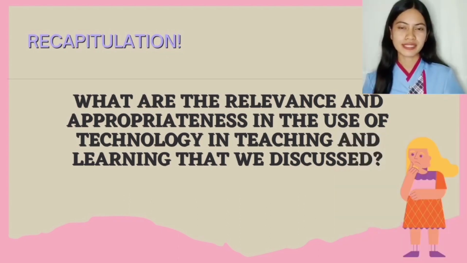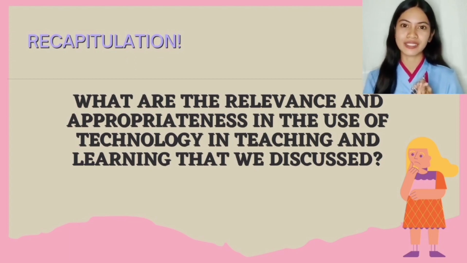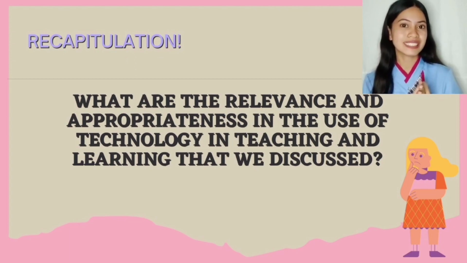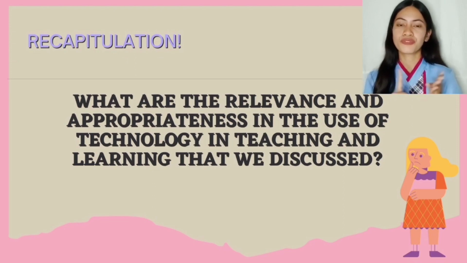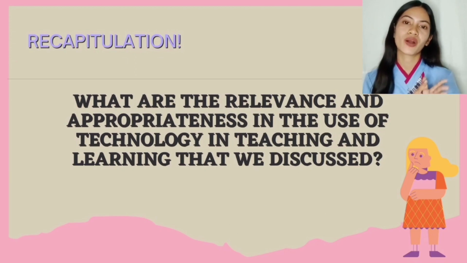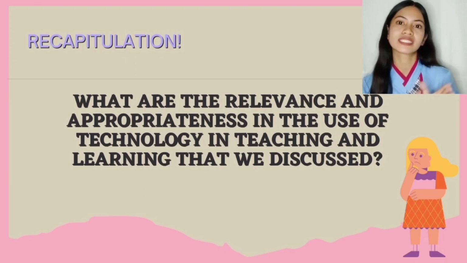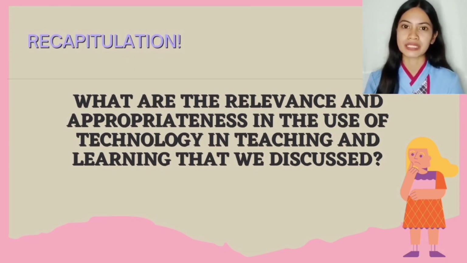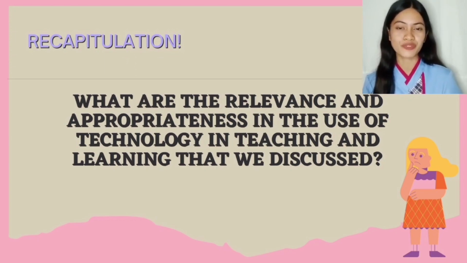The relevance, appropriateness, and use of technology in teaching and learning that we discussed are: first, appropriateness and feasibility; second, appropriateness to target learners and instructions; third, authenticity and dependability; fourth, interest, cost, and economy; fifth, organization and balance; and lastly, other considerations, environmental factors, and dynamic variables.